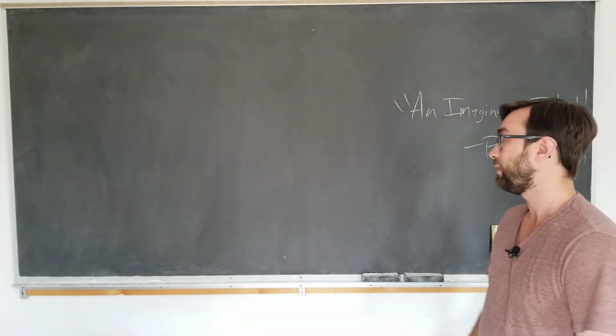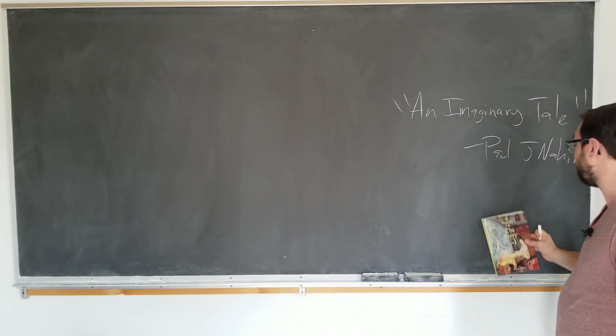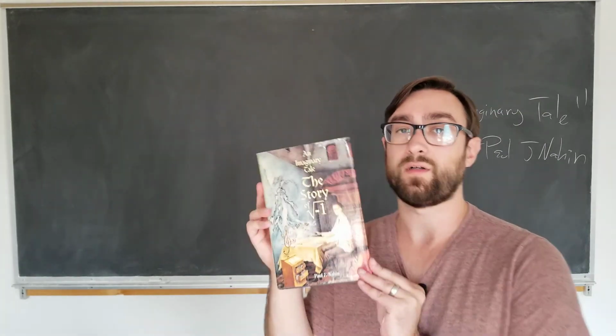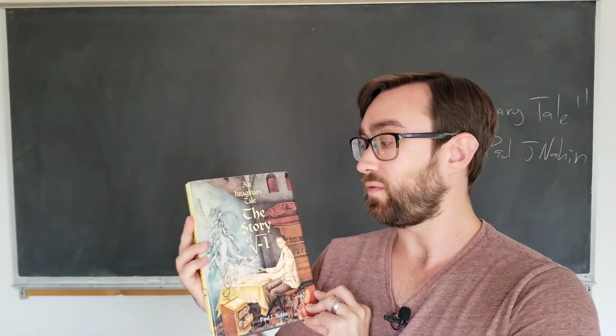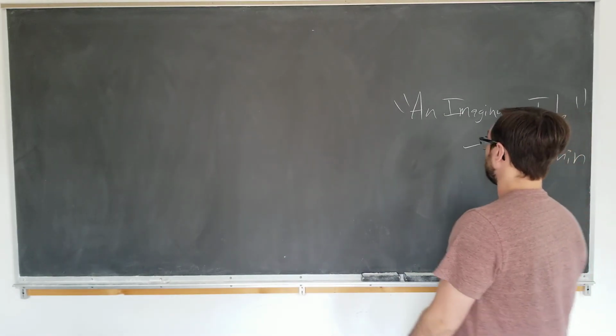Today we'll be talking about another result from the following book, An Imaginary Tale by Paul J. Nahin. Fantastic book, all about complex numbers. This one from a more historical perspective. And here's what we're going to do today.